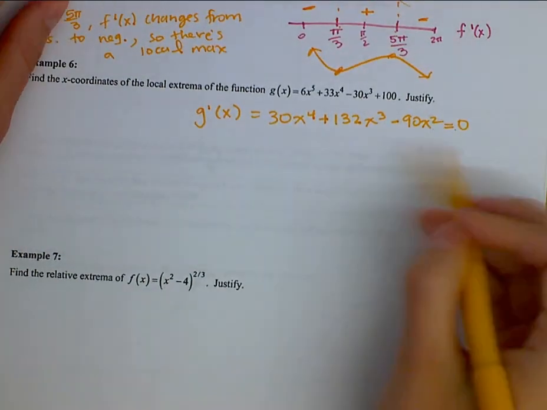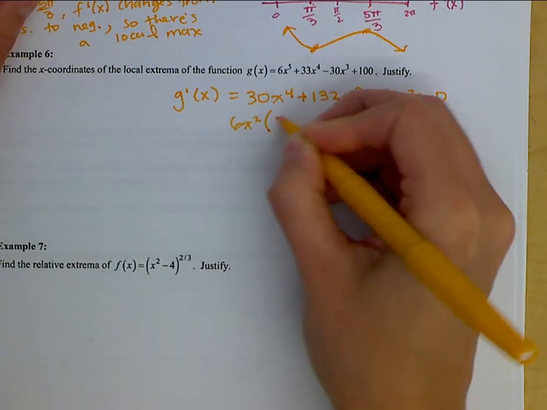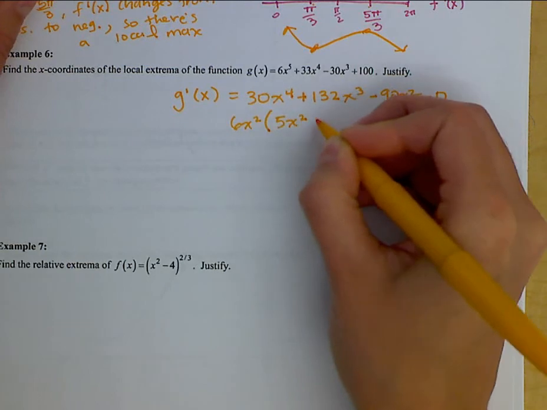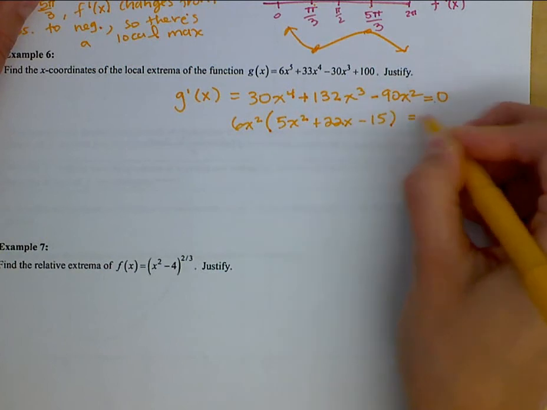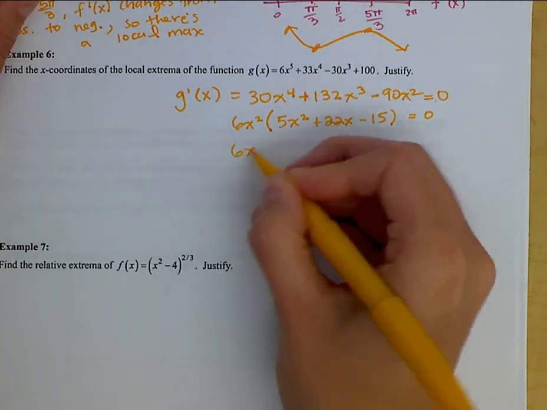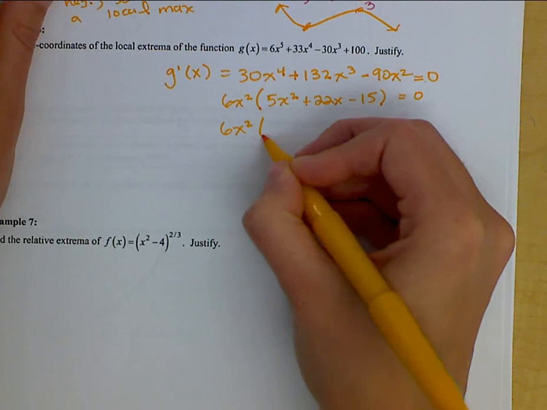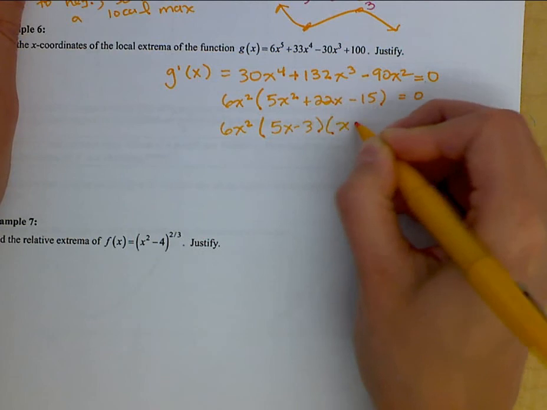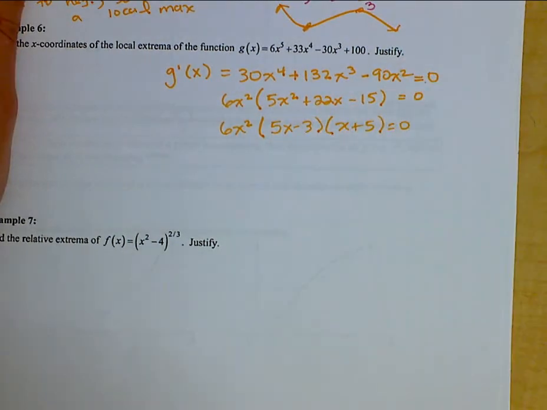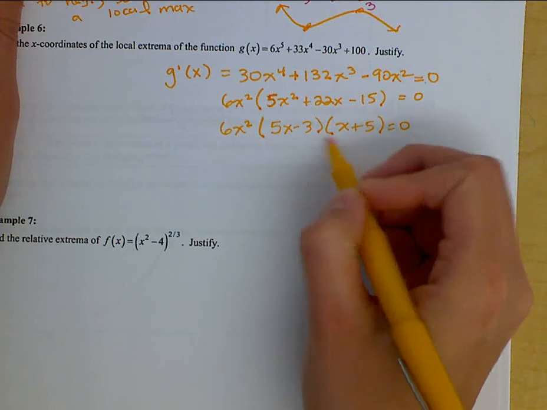We can factor out a 6x squared. And I'm left with 5x squared plus 22x minus 15 equal to 0. You were probably so annoyed when you have to factor this. Maybe you just waited for me to do it for you. This factors to be 5x minus 3, x plus 5. This is kind of a dead giveaway since this is a prime number. We know one needs to be 5 and one needs to be 1. And from there, it's not too shabby.